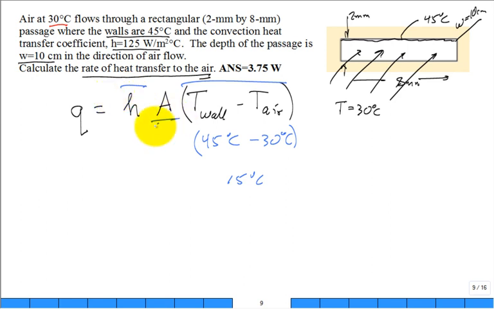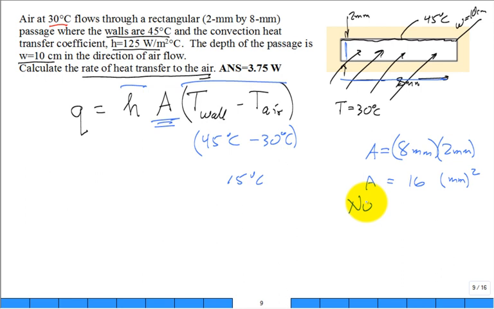It's this area. And a lot of people are like, okay, I think the area is going to be 8 millimeters, that's this length, times this is 2 millimeters. 8 millimeters times 2 millimeters, coming in with millimeter squared. 16, is that the area? No. Okay, well, what area are we talking about then? The surface area. That's exactly right.